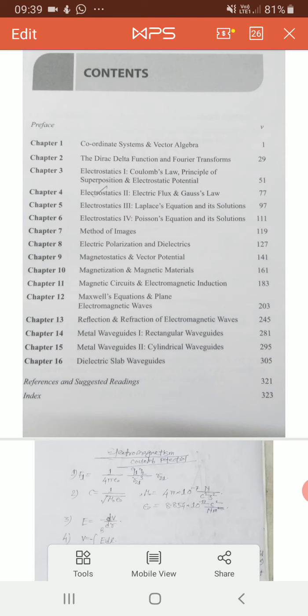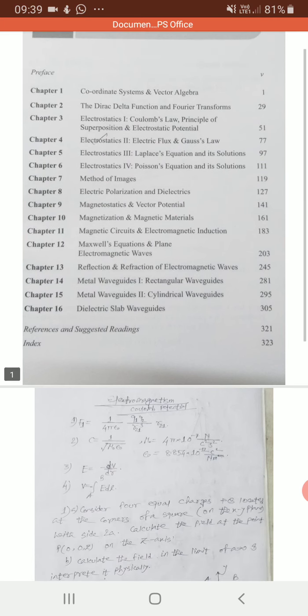The first part we shall start is Coulomb's law, and later on we shall do different other chapters, the Dirac delta function, coordinate system. These chapters will also be included in the syllabus of electromagnetism. So in my starting video, I'm going to start Coulomb's law.